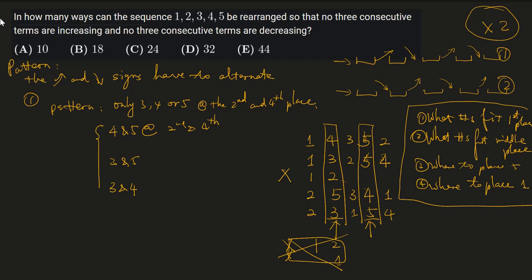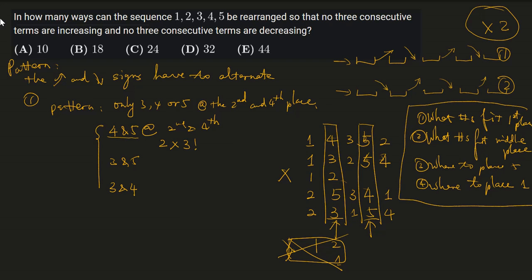All right, let's start the counting. For 4 and 5 at the second and the fourth place, we have two possibilities, either 4 and 5 or 5 and 4. So that's 2 times. Once these two largest numbers are fixed at the second and the fourth, we can place the other 3 small numbers randomly in the rest of the 3 places. And that will be 3 factorial.